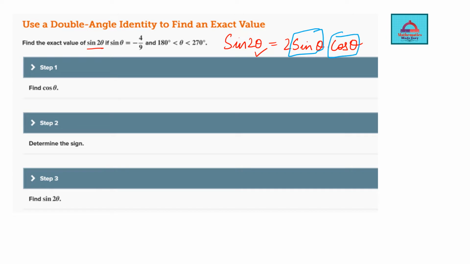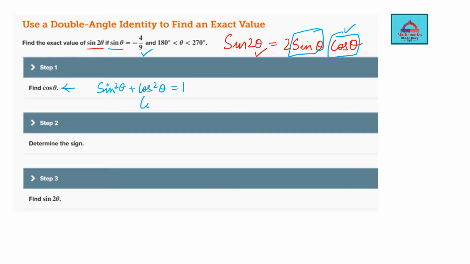Now which one is given? Sine theta is already given, good for you. That means if we find cos theta, we are done. So we need cos theta, and that finding is step 1 of the question. If sine theta is given, how can you find cos theta? How are sine and cos related? Yes, you are correct. They are related by the Pythagorean identity, so their sum of squares is equal to 1.